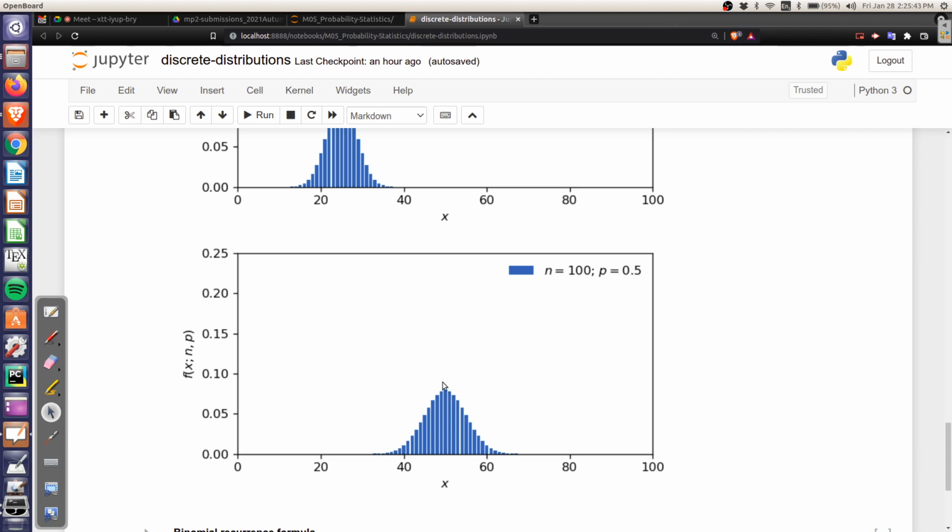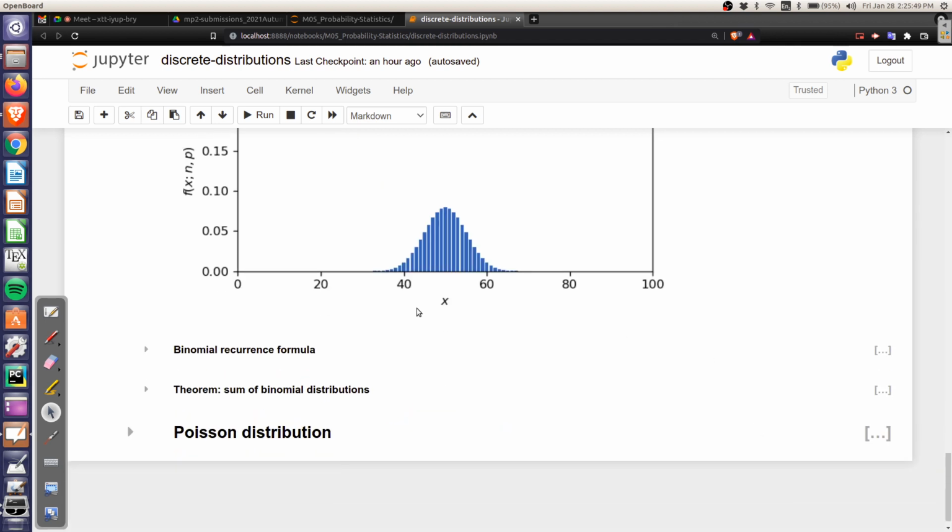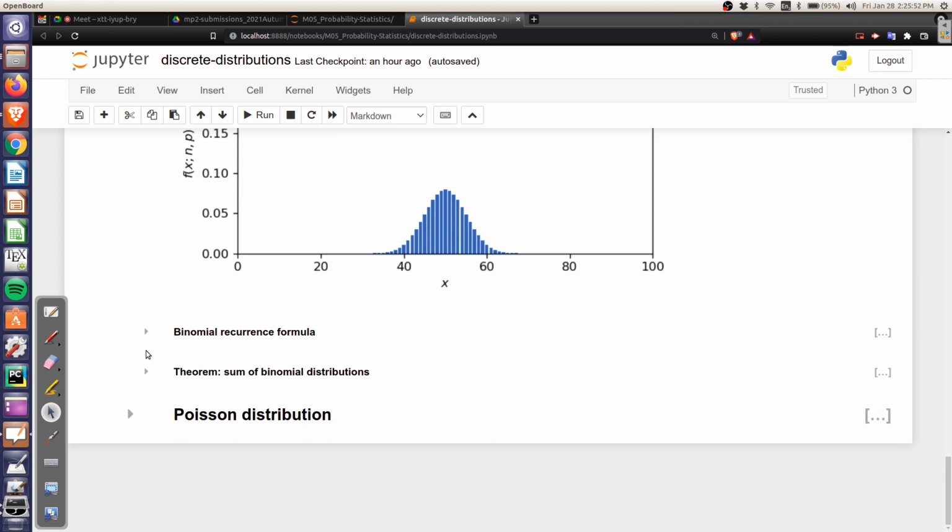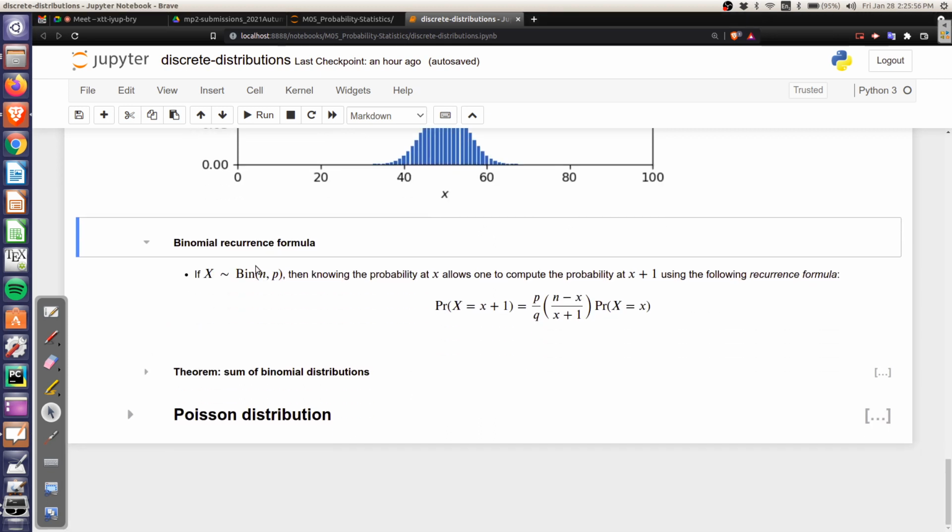Make sense, everyone? Is this understood? Yes, sir. Okay. Great. So now we have something called a binomial recurrence formula. The binomial recurrence formula tells us that if you know the probability, this is one of the really cool features of the binomial distribution.